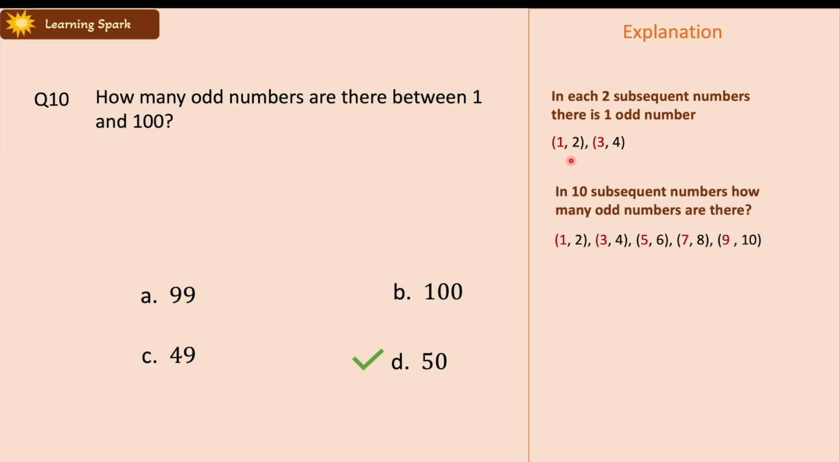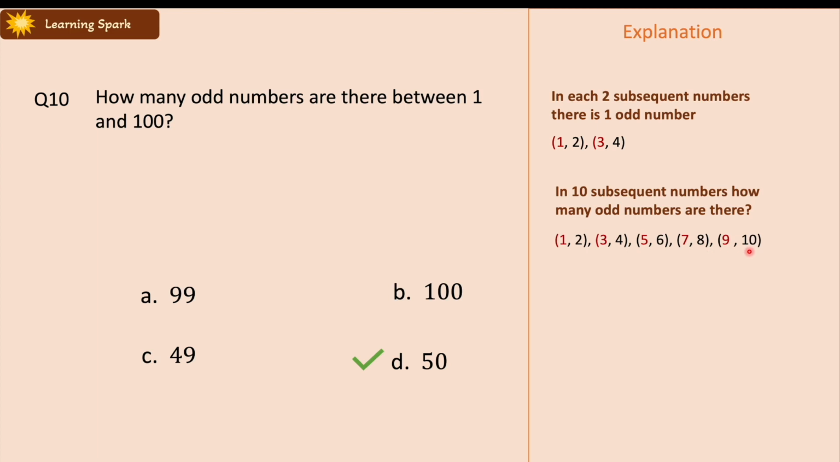For example, if we take 10 subsequent numbers, how many odd numbers are there? We can answer it very easily. 5 odd numbers will be there, which is exactly half of 10, and 5 even numbers will be there, which is again exactly half of 10. 1, 3, 5, 7 and 9. These 5 are odd numbers, and 2, 4, 6, 8, 10. These are even numbers, right?